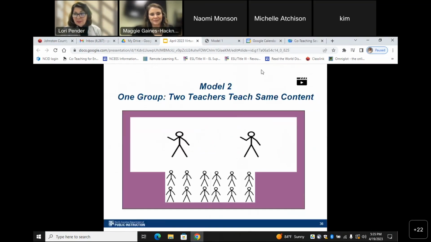Right, so now we will debrief. So take a minute and look at your notes. I notice, I wonder, from Model 2, two teachers teaching the same content. If you will add anything in the chat box, we appreciate that. I notice or I wonder. Or if anyone wants to unmute.